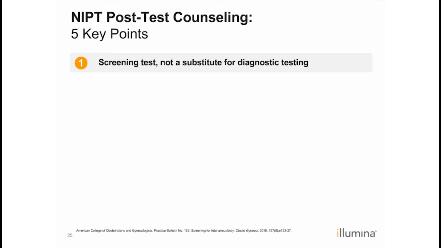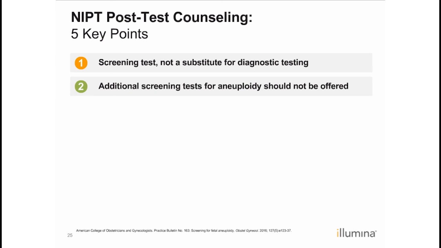As with all screening tests, there is a chance of a false positive or false negative result with NIPT, although the chance is less than with our experience with traditional aneuploidy serum screening. Second, because NIPT does provide high sensitivity and specificity for most of the common aneuploidies, additional screening tests for aneuploidy should not be performed after a patient has NIPT, as this approach is not cost-effective and increases the risk of receiving a false positive result.